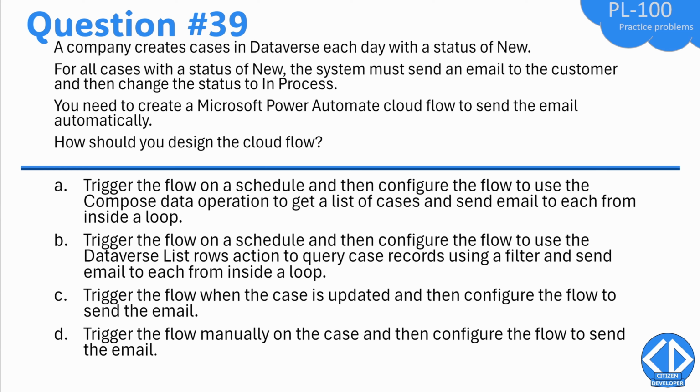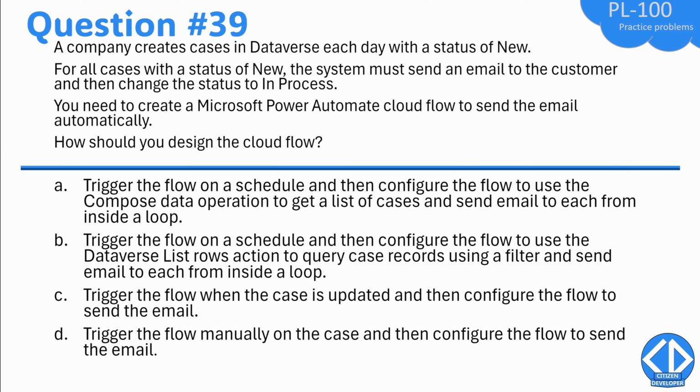Let's go to B, trigger the flow on a schedule and then configure the flow to use the data list rows action to query case records using a filter. That filter would be with status of new. And then send an email to each from inside a loop. That to me sounds right, but I don't know if a scheduled flow would be the best way to do this, but I don't think B is inherently wrong from what it's given us. So let's keep that in the back of our mind.